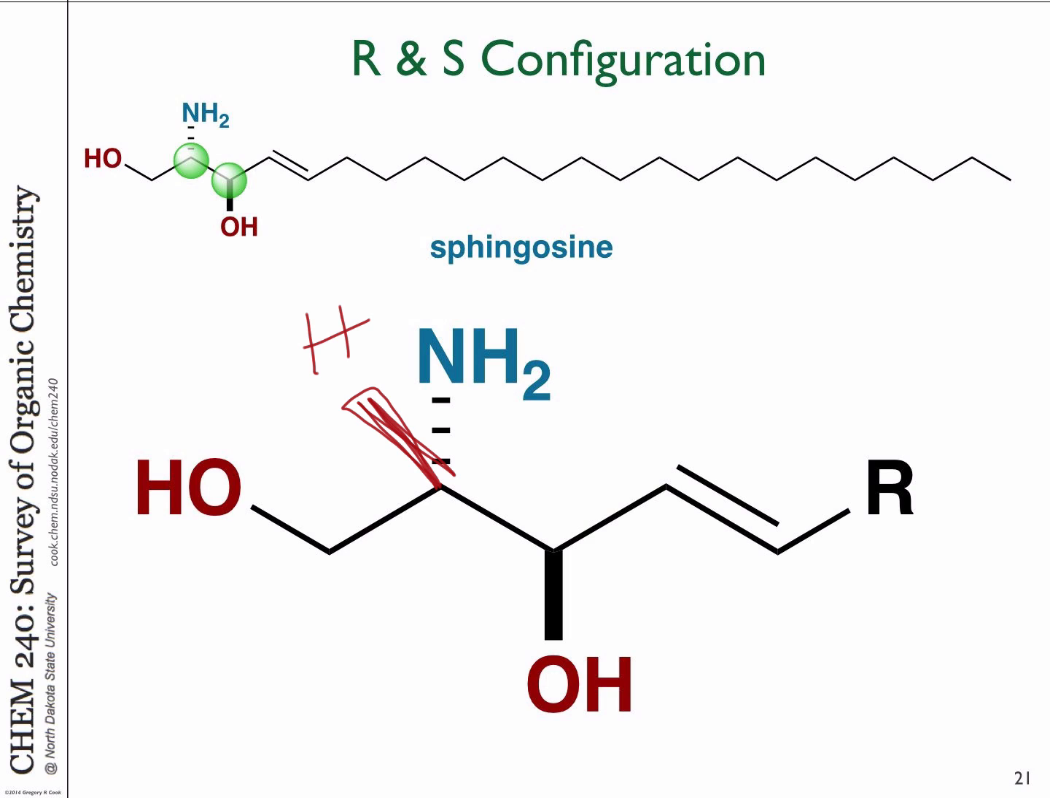So then we know where the hydrogen is. We know that's the 4th priority. Now we have to look at nitrogen, carbon, and carbon. Which of those groups is the highest priority?